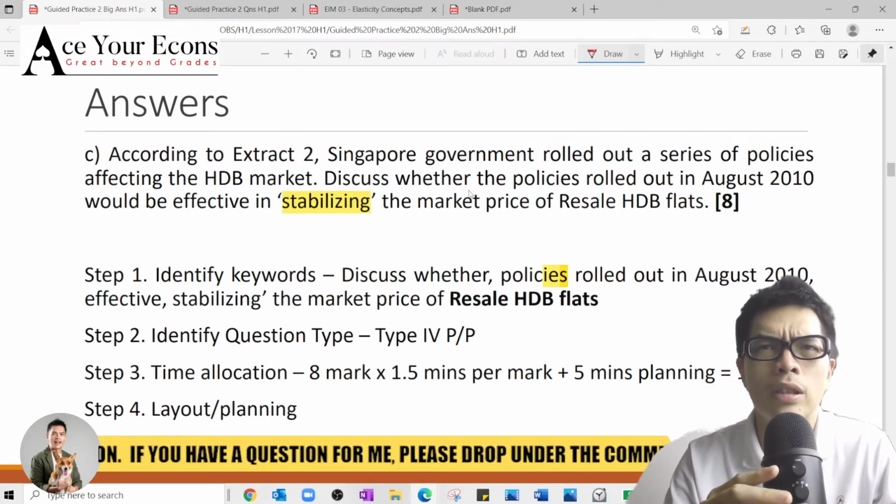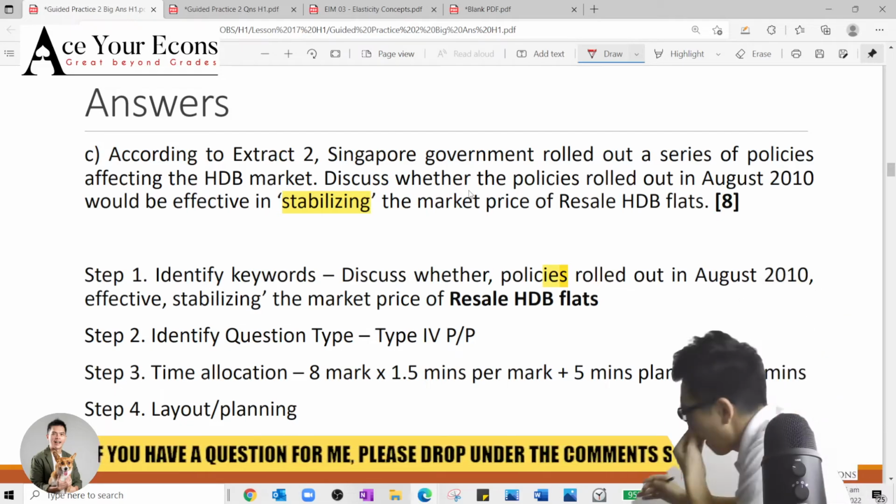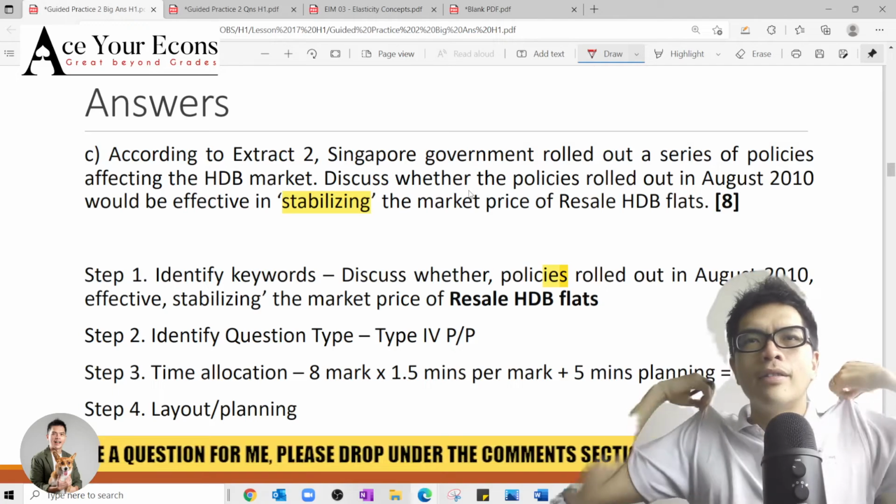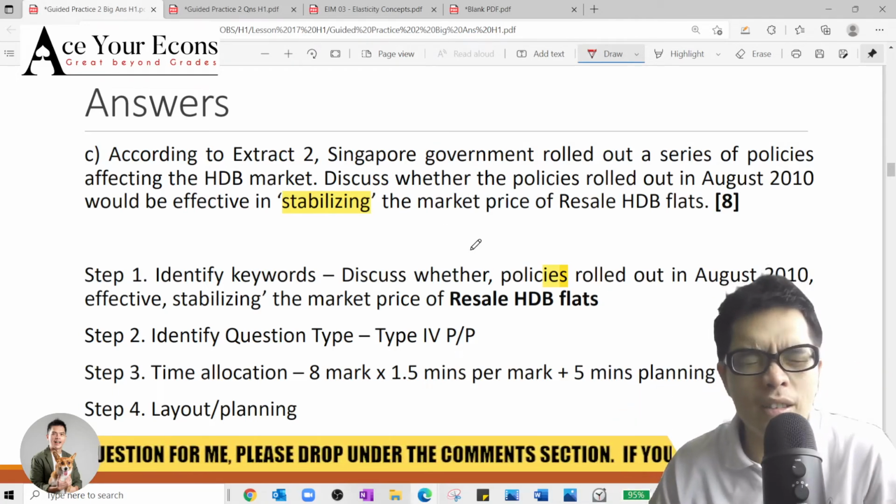Give me a second, my nose is very itchy. Sorry, I don't know why. Just now I was helping my wife to clear some dirt or some dust.